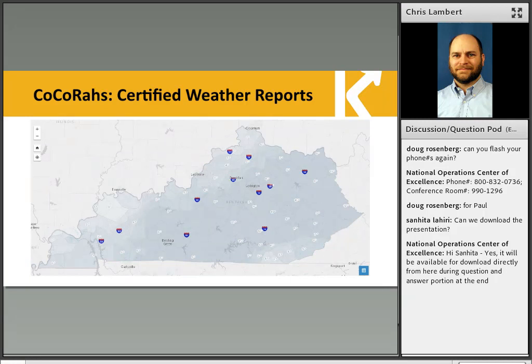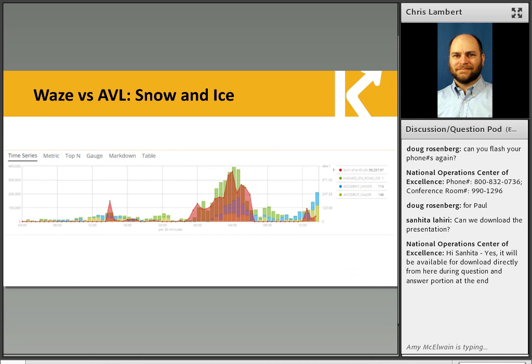These are volunteer but certified weather reporters. And we take that information, and as you can see, we map that out as well so that we have a better understanding of what we're up against during snow and ice events. So that volunteer community is extremely valuable to us, and we've reached out to them several times to let them know that we're using their information during snow and ice events. So they're very active during those events.